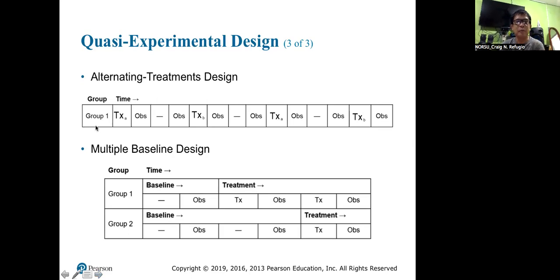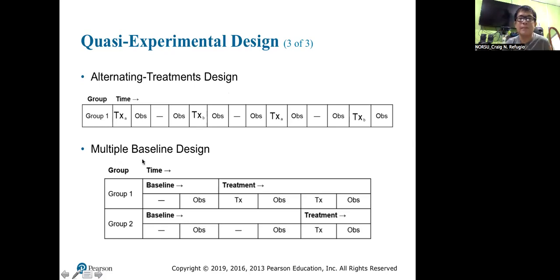So we have group one. So we have treatment A, then you have the observation, no treatment, then you have the observation. For treatment B, you're going to have the observation, then no treatment, and then you're going to have the observation. Then you have treatment A, then the observation, then no treatment, then the observation. Then you go to treatment B, and then you undergo observation. So take note about the alternating treatments design.